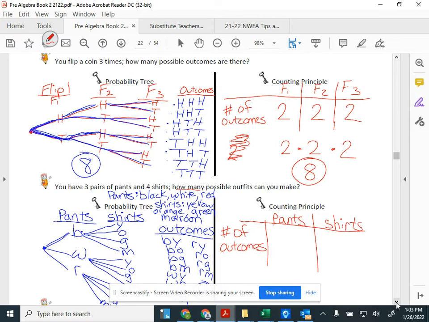So how many outcomes do I have with my pants, Charlotte? 3. There's 3 different pants, so my number of outcomes could be 3. How many shirts are there, Finn? 4. There are 4 different shirts, so I have 4 different possible outcomes. Then I'm going to multiply them together. 3 times 4 equals 12.